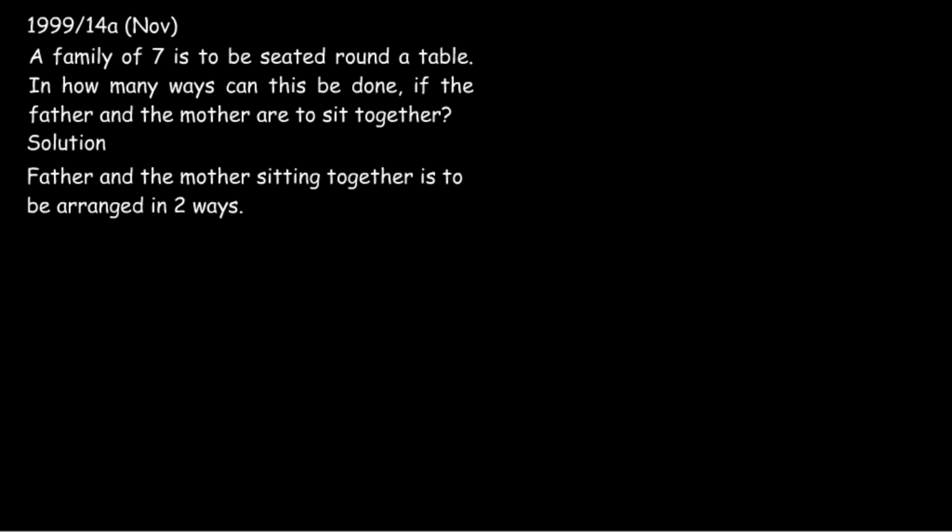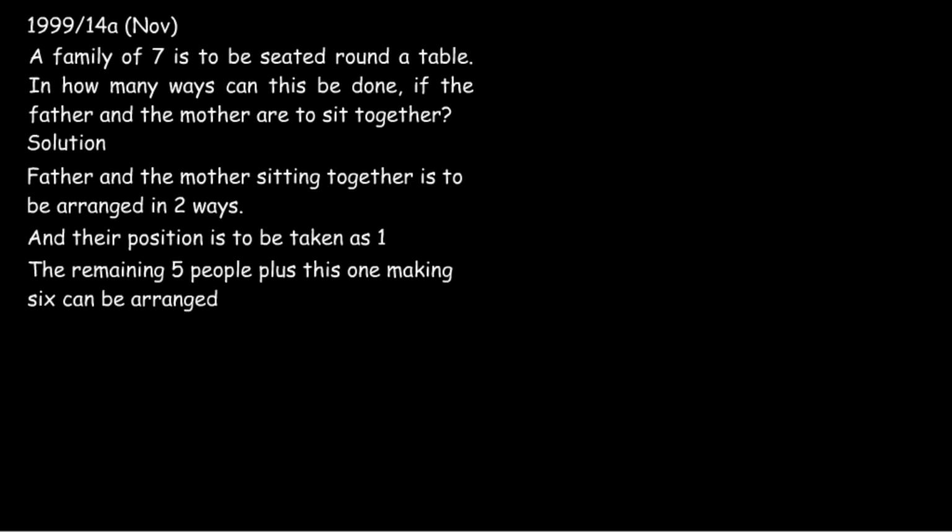Now, the next assumption is since the father and mother are sitting together, we'll be taking them as a single unit. So instead of 7, we'll be dealing with 6. We are left with five other people, and including our father and mother as a single unit brings our total to 6. Arranging 6 people around the table becomes 6 minus 1 factorial. So our total number of arrangements will be equal to 2 times 6 minus 1 factorial, which is 2 times 5 factorial, which is equal to 240.